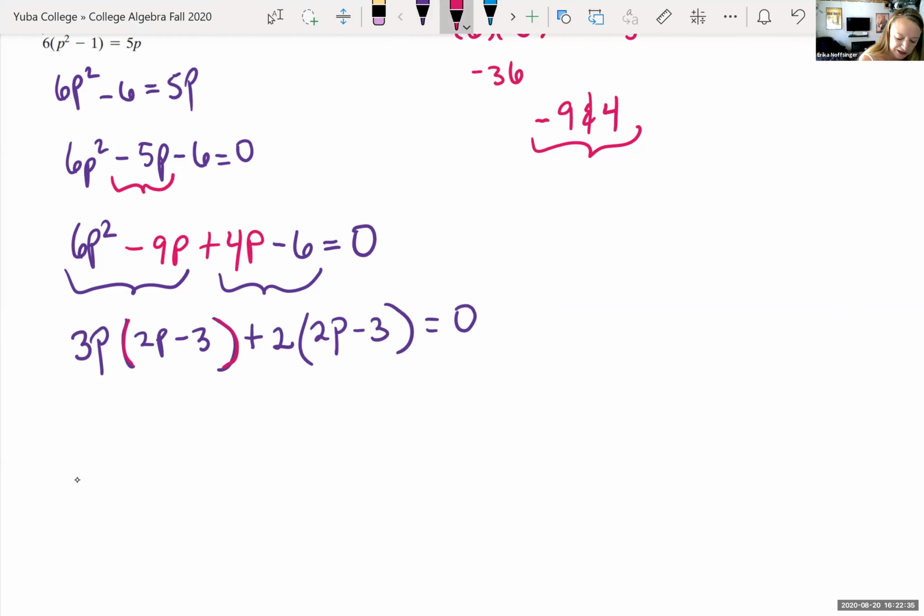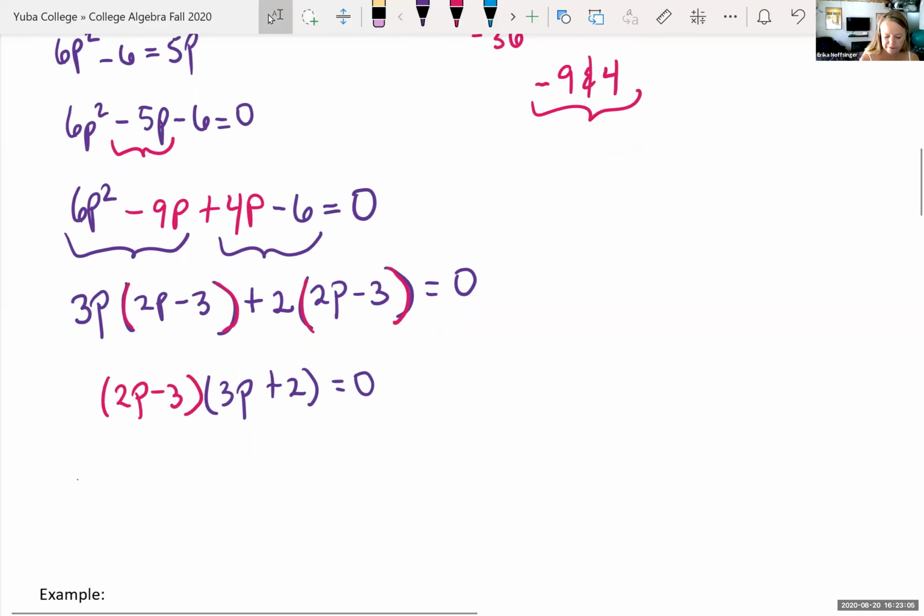So now we're going to pull out that whole parentheses from both of those groupings. We're going to pull out this 2p minus 3. And if we do that, we're left with 3p for the first piece and plus a 2, equals 0. So the whole point of solving by factoring is to get everything to one side and then factor it. And once we've got it factored, we can set each factor equal to 0 and solve for the variable.